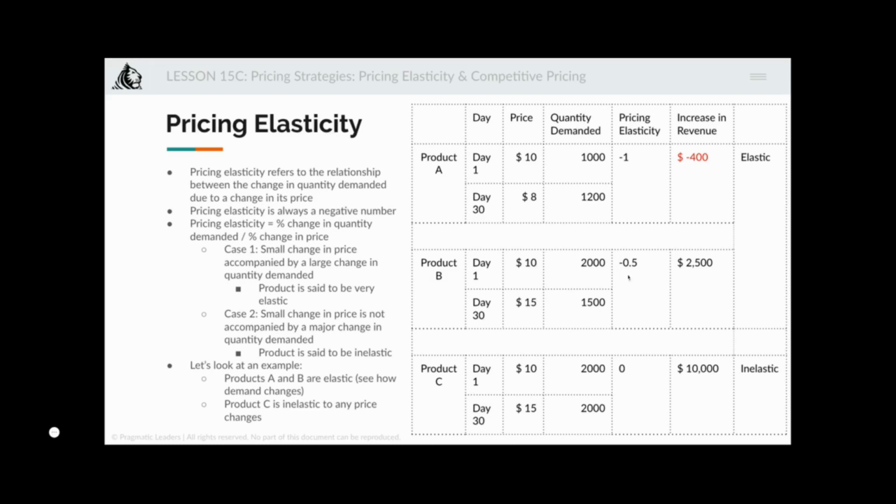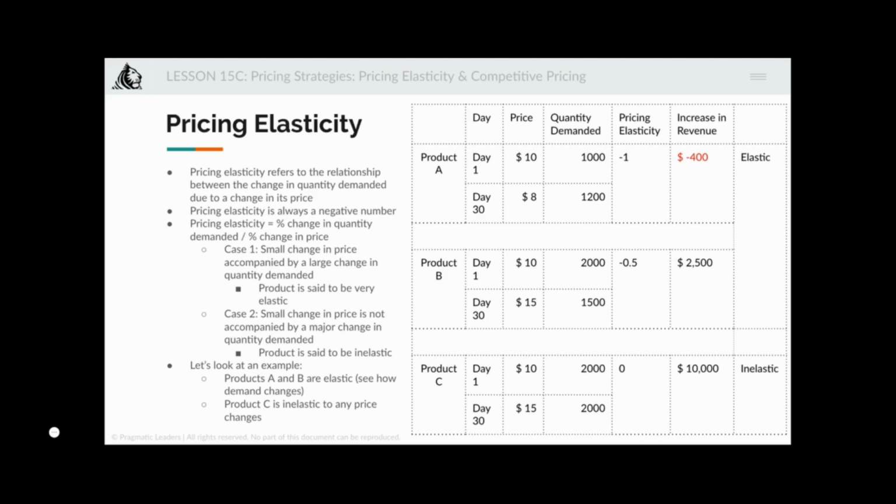In both of these scenarios, product A and product B are elastic. Pricing elasticity is always a negative number. It's the percentage change in quantity over the percentage change in price. So you would say the product is very elastic. But if a small change in price is not accompanied by a major change in quantity demanded, the product is said to be inelastic. But if a small change in price is leading to a large change in quantity, then the product is said to be very elastic.